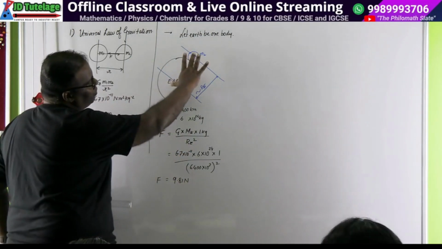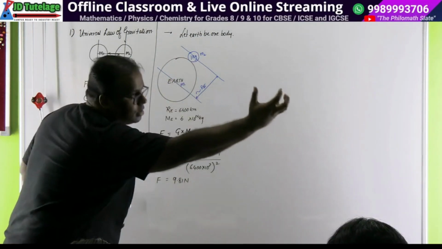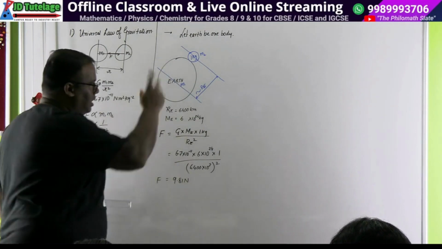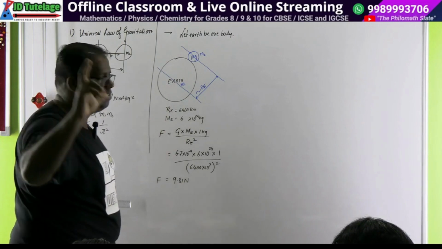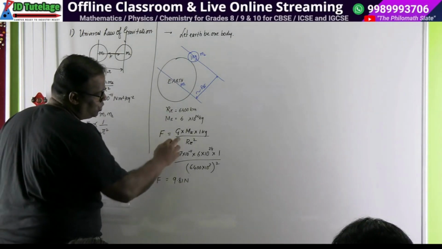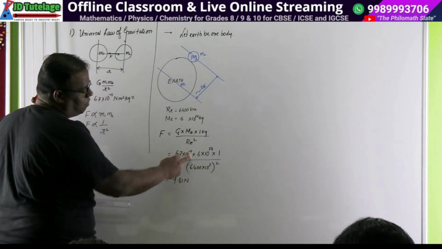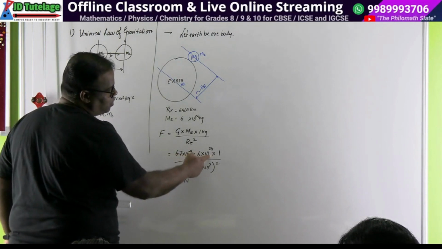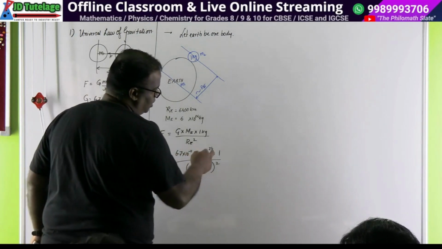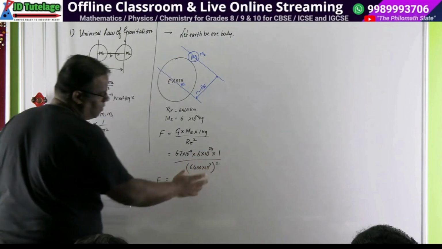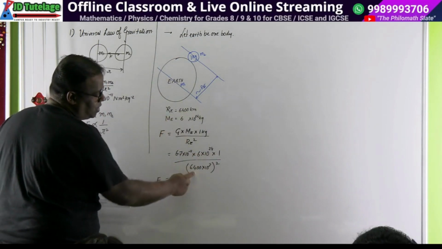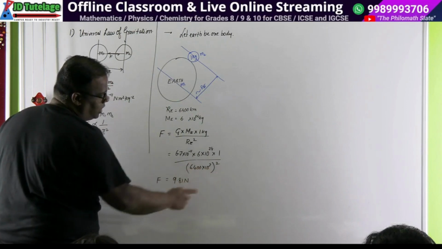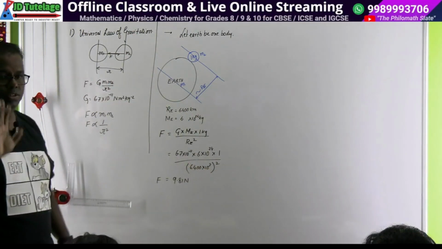Now let us find the force of attraction. We always say earth attracts the body, but in actual the body is also attracting earth. We will see that part later. Let's first quantify the force. You put the figure 6.7 times 10 to the power minus 11, and the mass of the earth is 6 times 10 to the power 24 kg, into 1 kg, divided by the radius of the earth, which is 6,400 kilometers. I first converted into meters and then I squared it. It comes to 9.81 Newton. Understood?